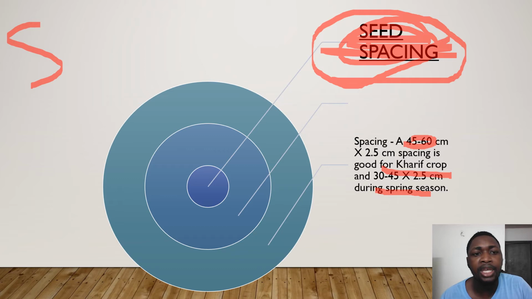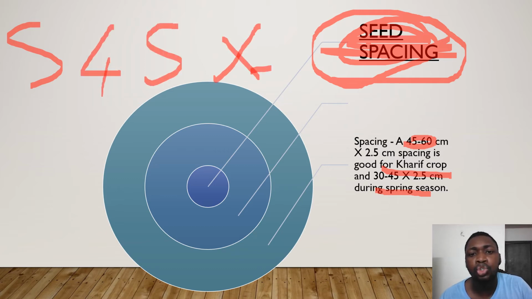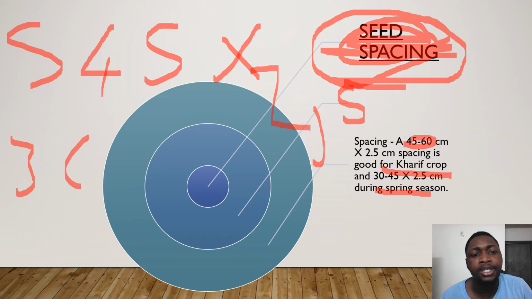I'm simply trying to say it can be 45 by 2.5 if it is Kharif. When it is spring, it can be 30 by 2.5 centimeters. That's the spacing.